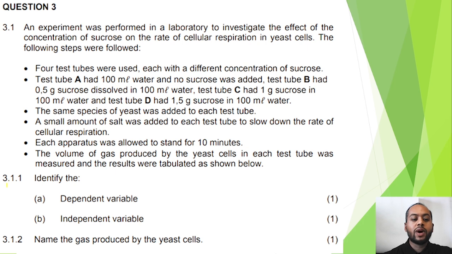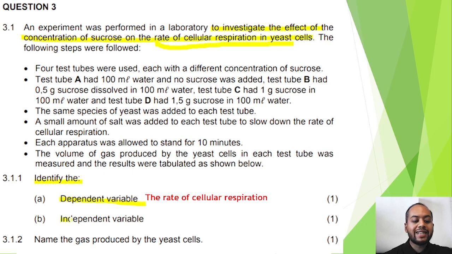Firstly, 3.1.1 asks you to identify the dependent variable. Remember, the dependent and independent variable we take from the aim of the investigation, which we highlighted at the start. So to investigate the effect of the concentration of sucrose on the rate of cellular respiration, the dependent variable is the one you are measuring. What are you measuring in the statement? The rate of cellular respiration in yeast cells. Therefore, the answer is the rate of cellular respiration.